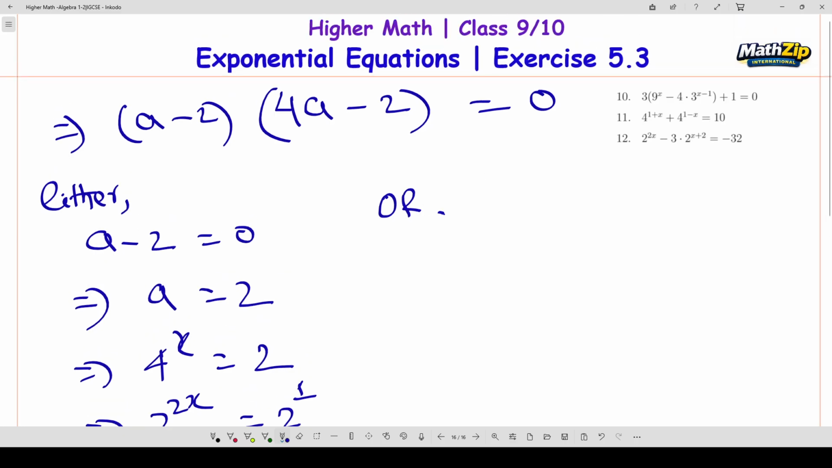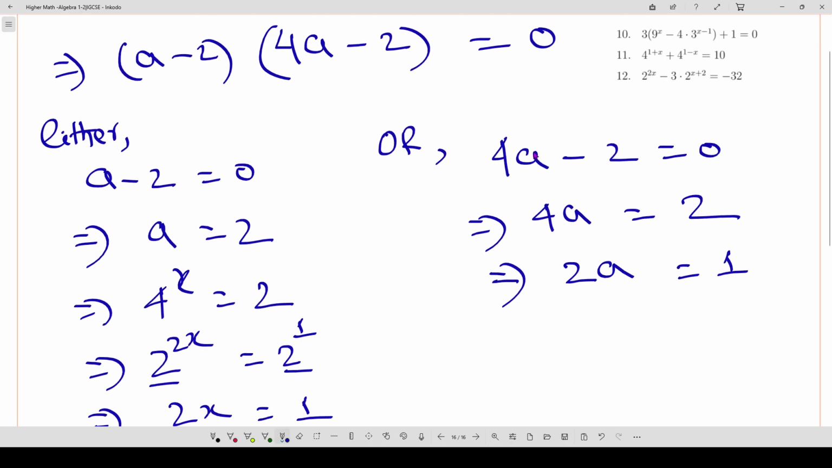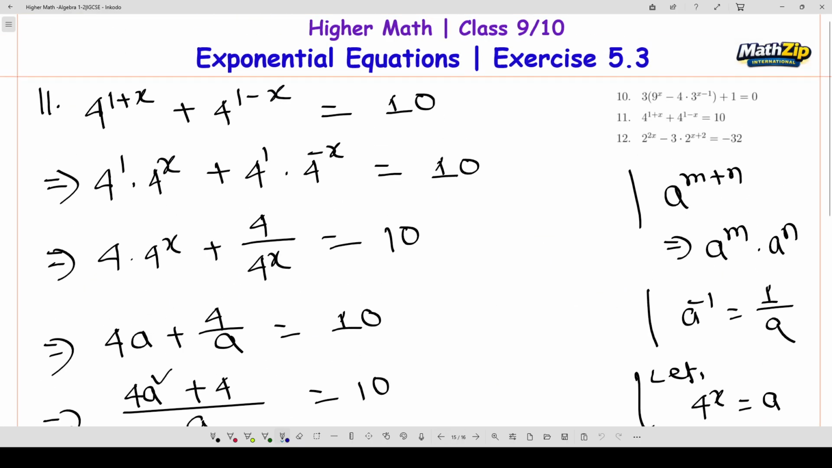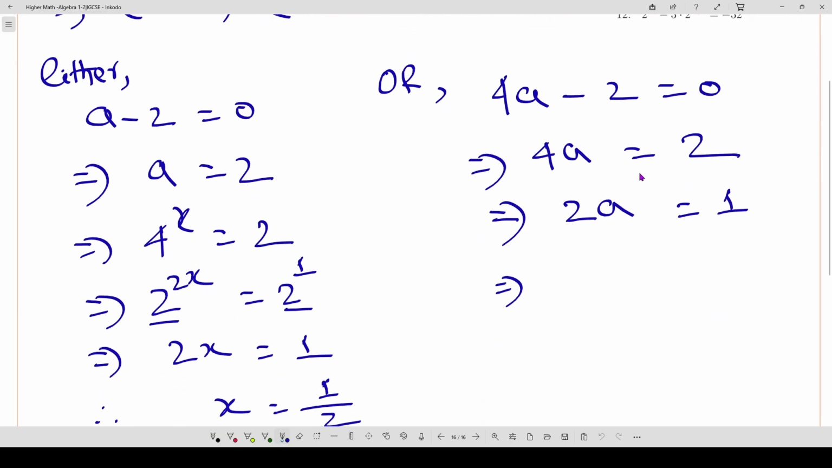Or here is 4a minus 2 equals 0. Now look, 4a, we are adding 2 to both sides, so it's 2a. Now we divide both sides by 2, so here is 2a and here is 1, right? Now a means what? We already know a means 4 to the power x, right?